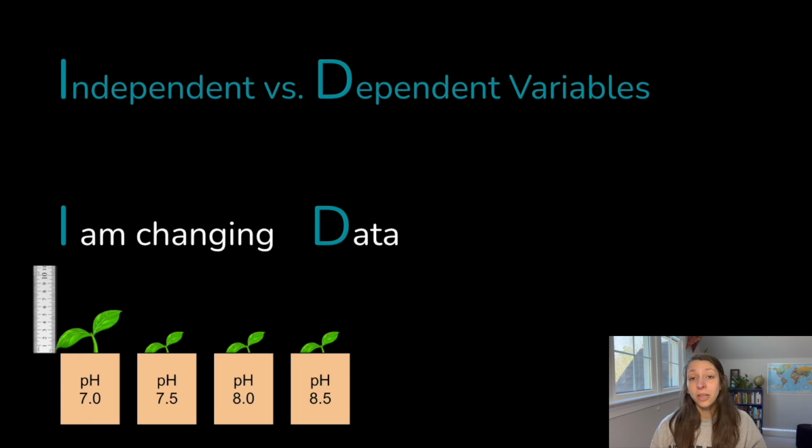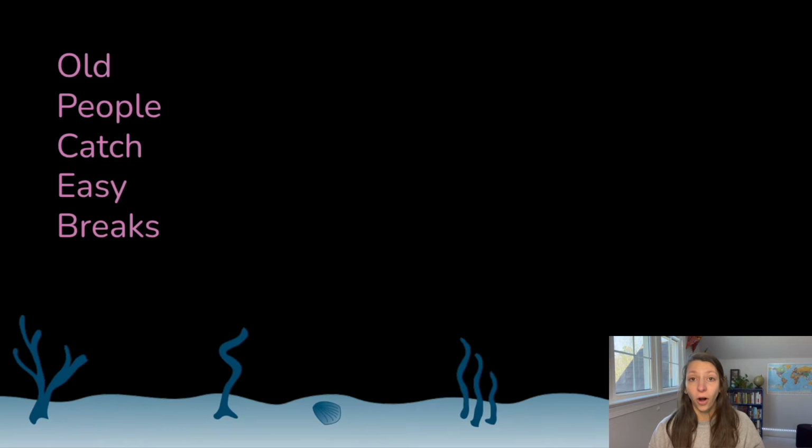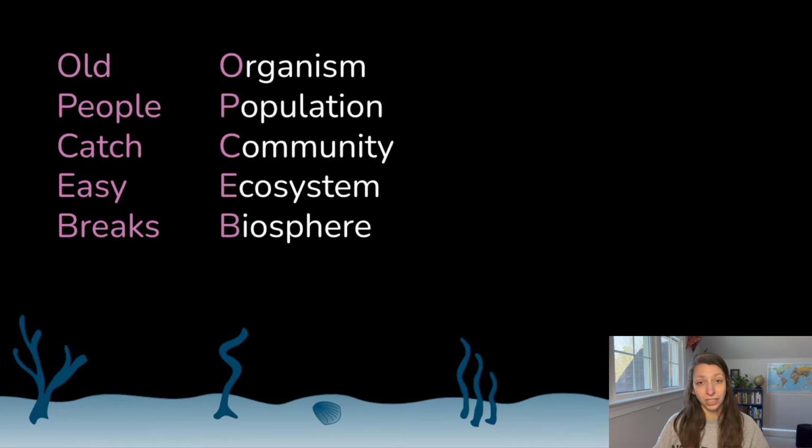Another mnemonic that you might need to know is for the levels of organization in living systems or the levels of organization in ecology. So for example, old people catch easy breaks is a way to remember the levels of organization that come after organism. Organism, a bunch of organisms are a population. A bunch of populations together make up a community. Communities with biotic and abiotic factors make up an ecosystem, and all the ecosystems and all the life on Earth compose the biosphere.